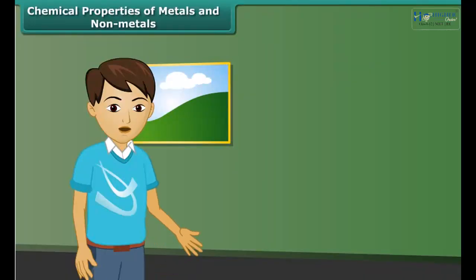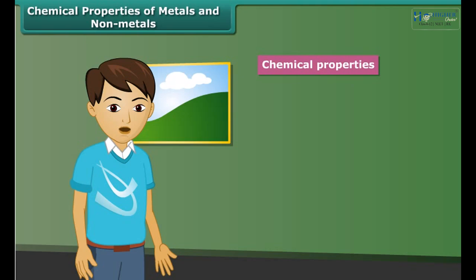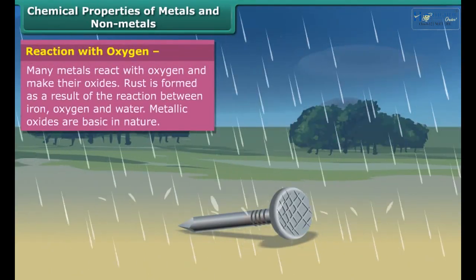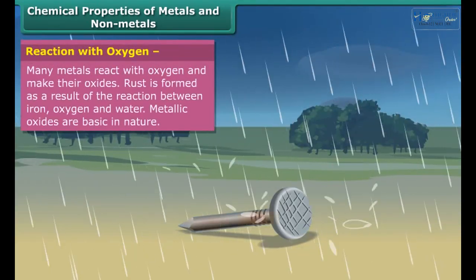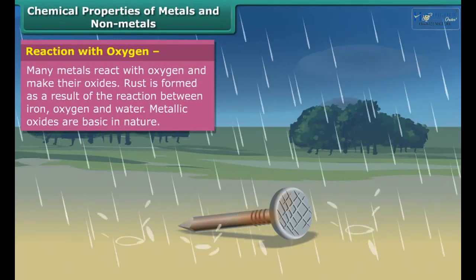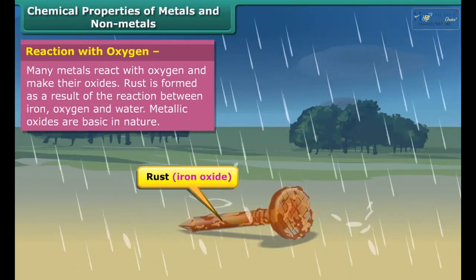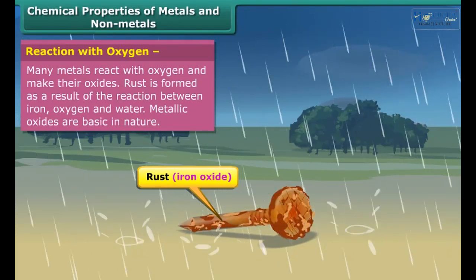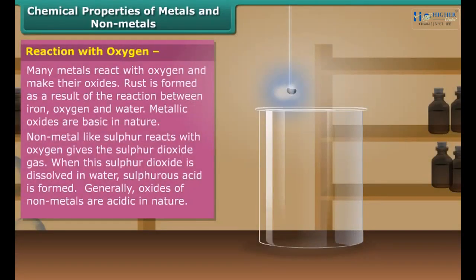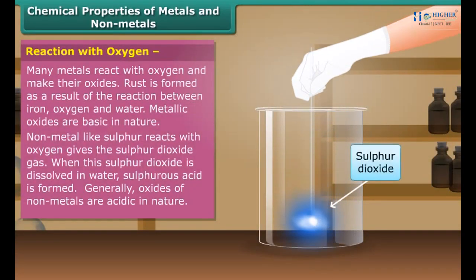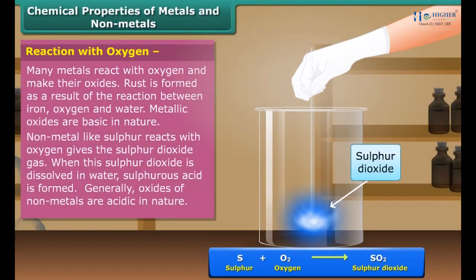Friends, after discussing the physical properties of metals and non-metals, let's know about their chemical properties. Metals like iron, copper, magnesium, etc. react with oxygen and make their oxides. These oxides are basic in nature. Now we talk about the non-metals. Sulfur reacts with oxygen, giving the sulfur dioxide gas. Oxides of non-metals are acidic in nature.